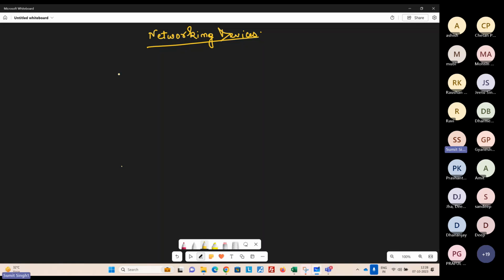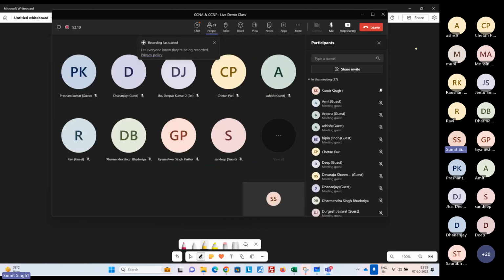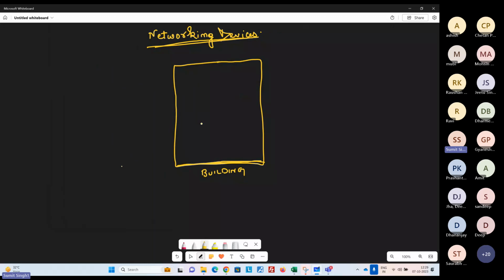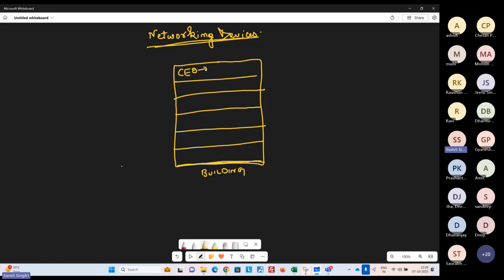So I would like to tell a story so that people can understand and relate to it in a much better way. Those who have taken my basic foundation batch must be aware of this. So let's suppose we have a building. Let's suppose this is my building. Let's suppose it has 4 to 5 stories. One, two, three, four, five, six. CEO is sitting at the top floor.